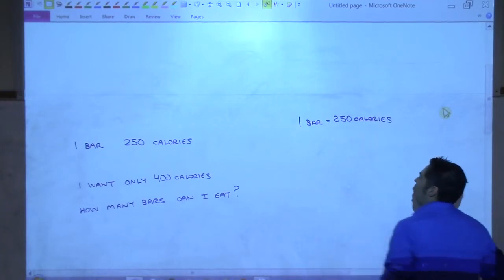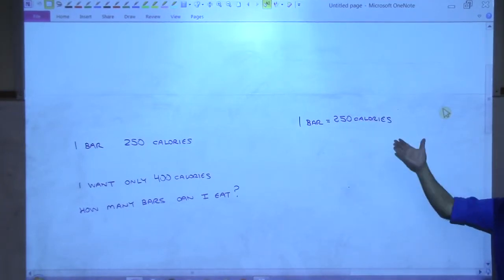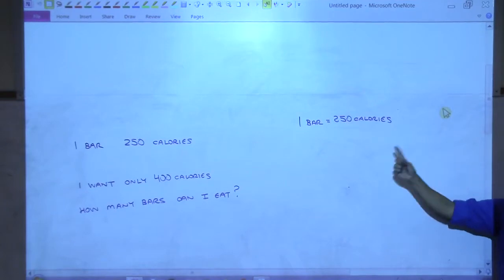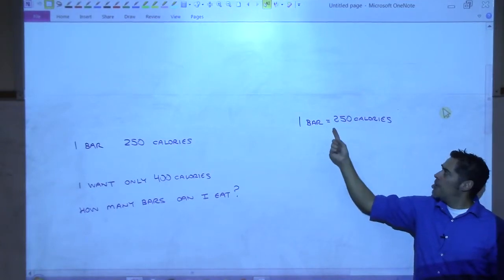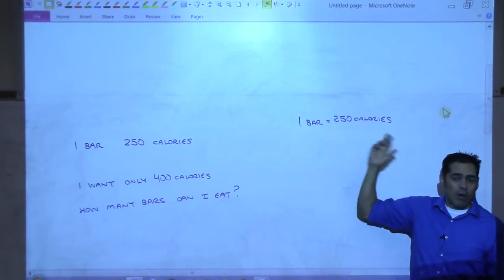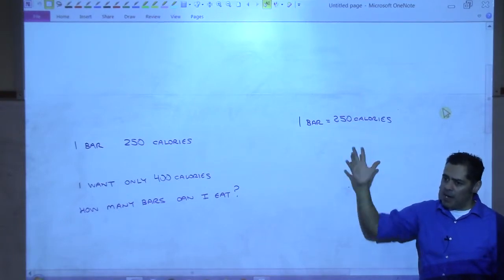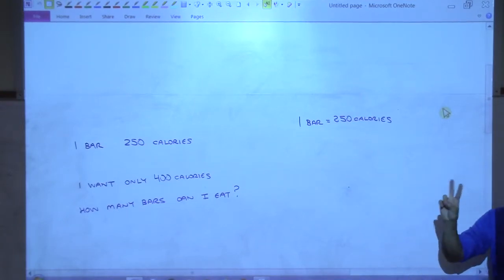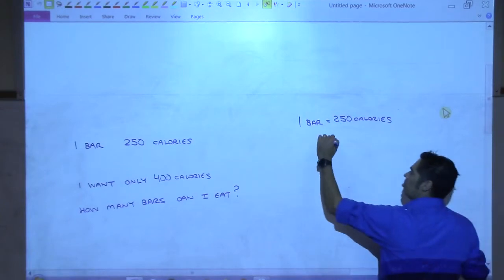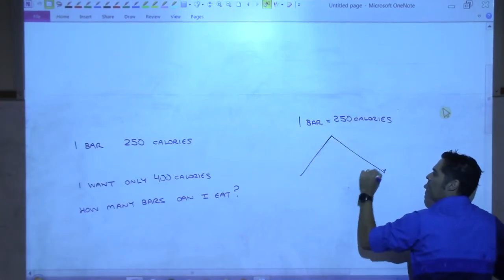Now here's the important part. Since this is an equation, I can divide both sides by 250, right? Or I could divide both sides by 1. It's my choice because it's an equation. I'm going to do both of them. So watch. There's 2 different options I could get from this.